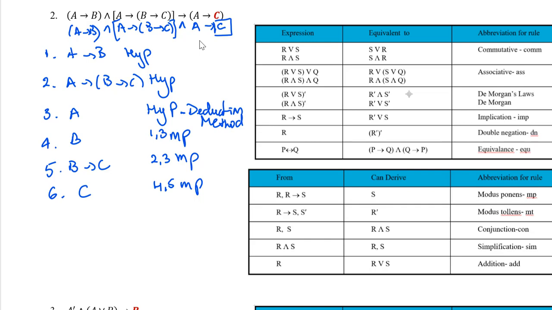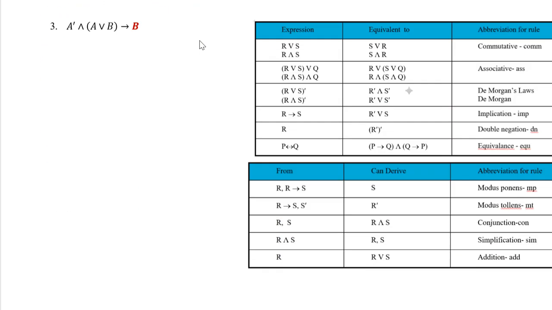Let's see another example. What we have here is not A and A or B implies B. B is in red because that's my goal.